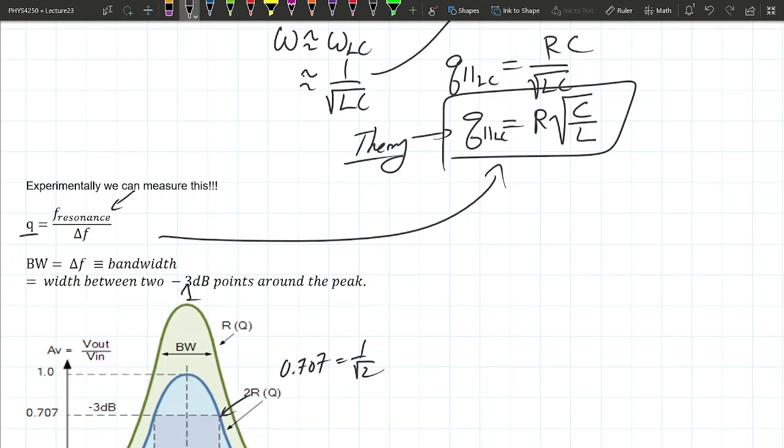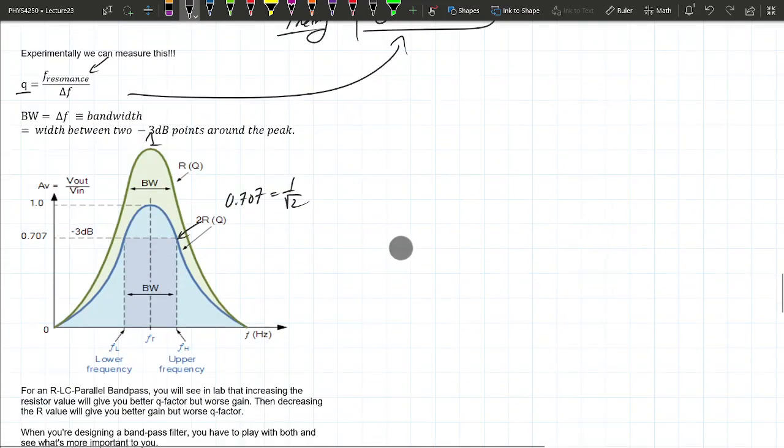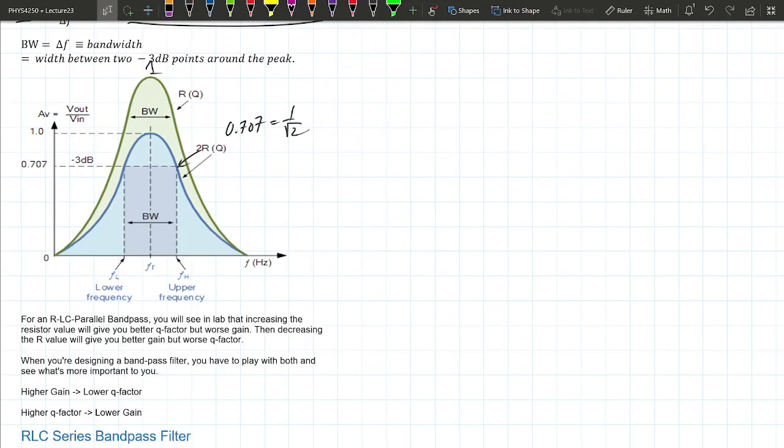The problem is that your inductor and your capacitor have resistance in them. They're not ideal. So you can actually measure this in the lab. All right, any questions about these?